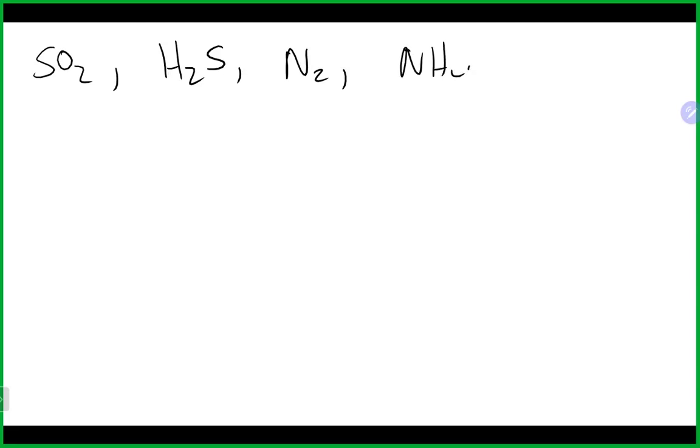Okay, so why don't you try some here? Why don't you do SO2? Why don't you do H2S? Why don't you do N2? Do NH4 plus. And let's do CO3 2 minus as well. And so for each of these Lewis structures here, why don't you draw them for next time and have them ready to go?